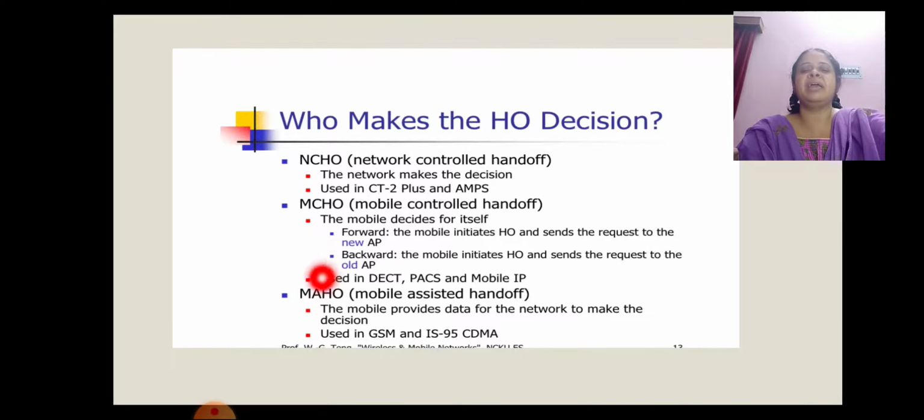We find MAHO, mobile assisted handoff. What is the name? MAHO. The mobile provides data for the network to make the decision. Used in GSM and CDMA.